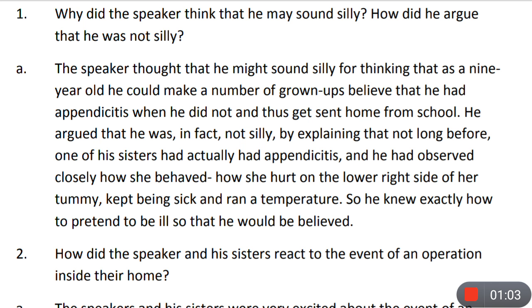He argued that he was in fact not silly by explaining that not long before one of his sisters had actually had appendicitis and he had observed closely how she behaved, how she hurt on the lower right side of her tummy, kept being sick and ran a temperature. So he knew exactly how to pretend to be ill so that he would be believed.